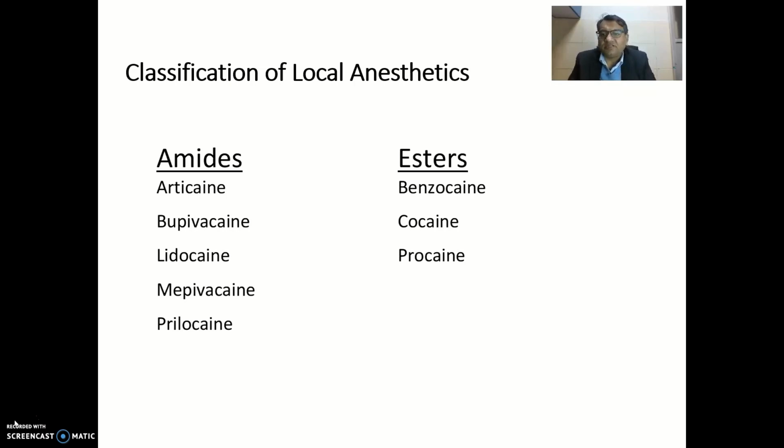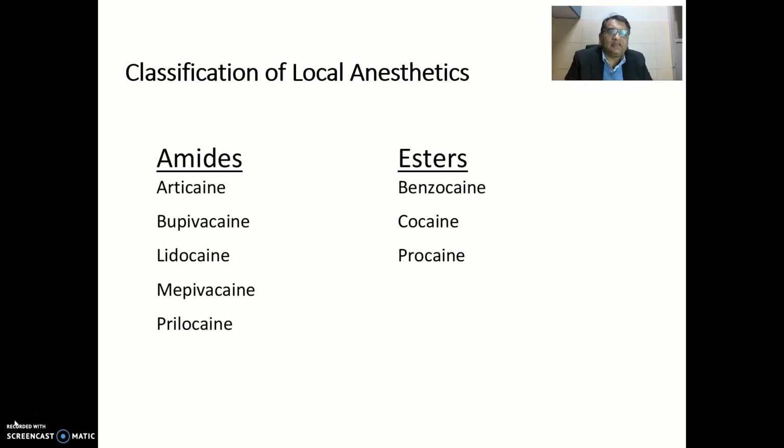Bupivacaine is usually not used in the oral cavity, and it has a long duration of action. Then comes lidocaine. This is the most common local anesthetic. Then the mepivacaine. Mepivacaine is a local anesthetic which can be used without epinephrine, and it has the same depth of anesthesia as lignocaine, and that lasts for 20 minutes. Prilocaine is not commonly used.